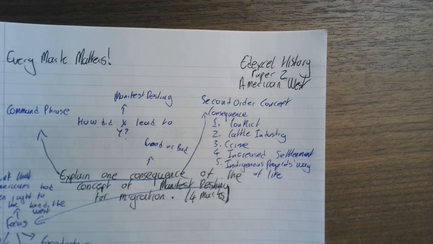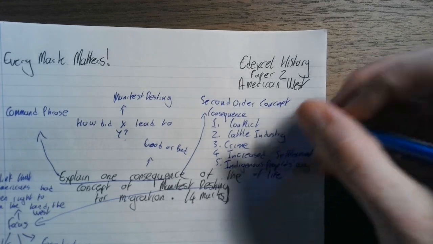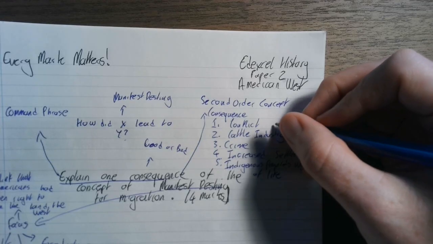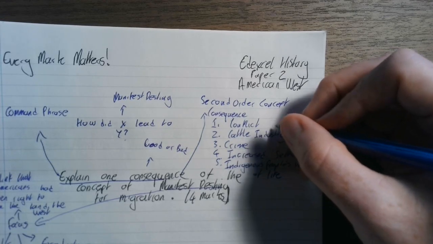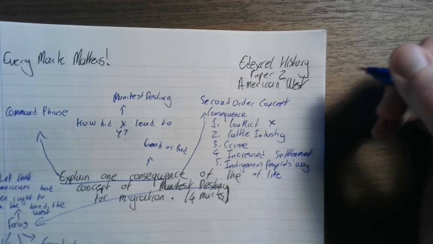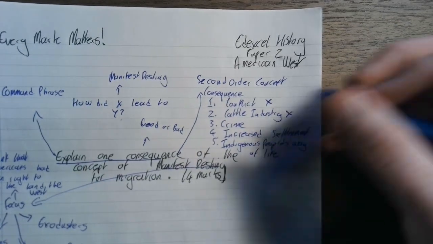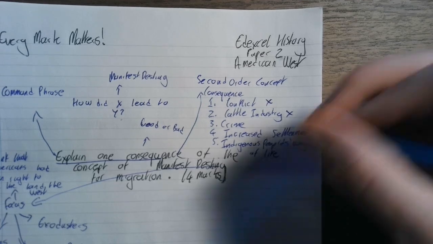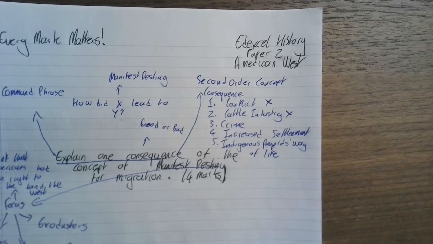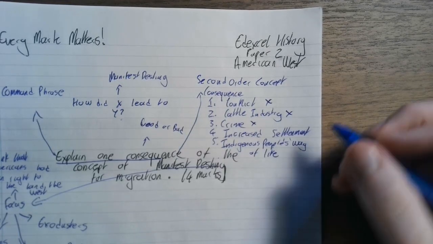Okay, right. So let's think about this. Is conflict relevant when it comes to manifest destiny? Loosely, but for the sake of ease, I'm going to say no. Is the cattle industry relevant? No. Is crime relevant? Again, it's got a loose link, because people go over there in massive populations, and with so many people there's a huge amount of crime and poverty. It could be relevant, but just for now, I'm going to say no.